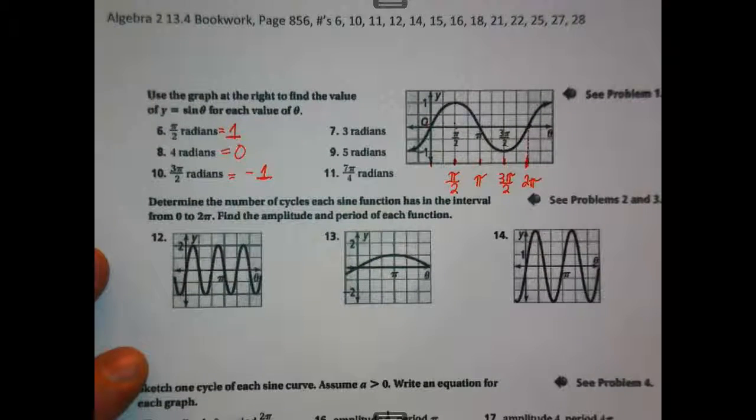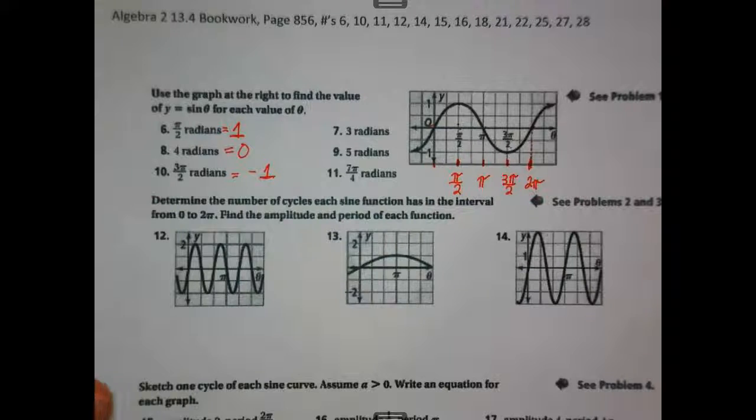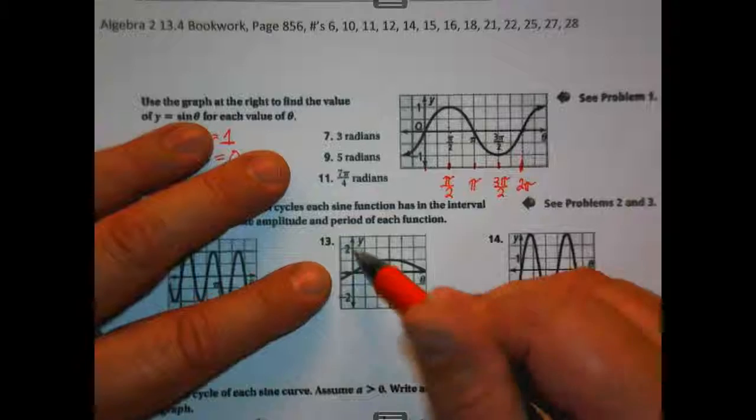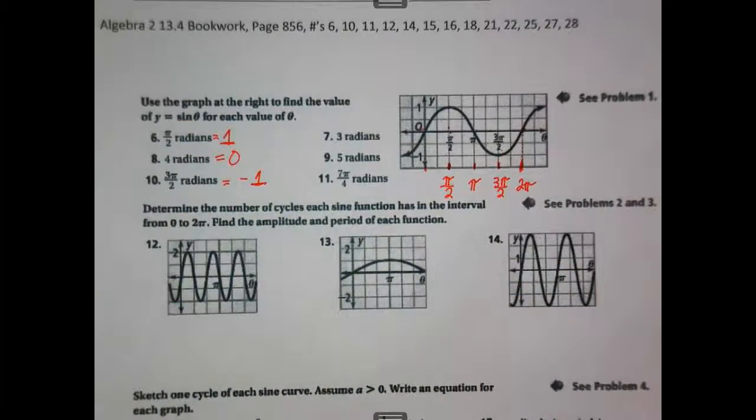Okay, number 12. Is this one of your problems? Yes. Let's do number 13. Okay, here's your x and y axis.